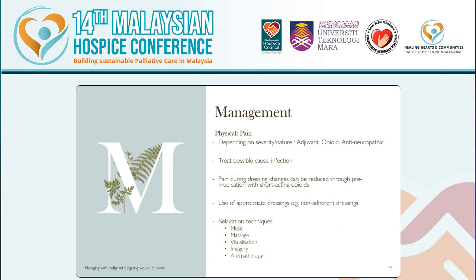So sometimes what I suggest to the patient's family is to put Vaseline on top of the gauze before covering the wound. And we can also use relaxation techniques like music, massage, imagery, or aromatherapy, which can also help to reduce the pain.